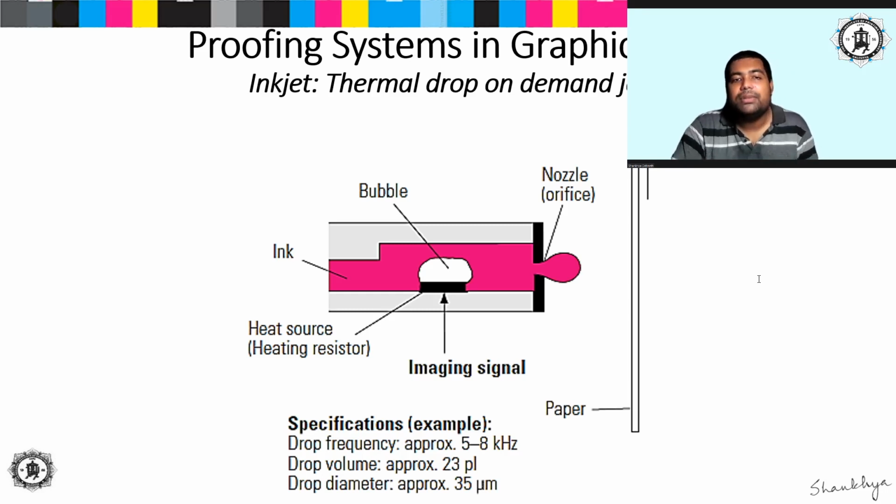Now, the print heads of a thermal printer may contain up to 600 to 1200 nozzles, each with a diameter of about 70 microns. In this case, the resulting dots have diameter between 50 and 60 microns. By comparison, the smallest dots that are visible to the naked eye are about 30 microns in diameter.